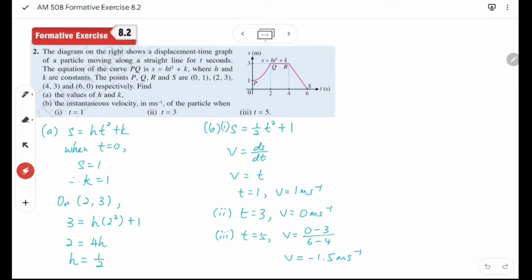(b) The instantaneous velocity in meter per second of the particle when t equals 1. So we're looking for the instantaneous velocity. Form our displacement function with the h and k that we got earlier. There we get s equals 1 over 2 t squared plus 1. So v equals ds/dt. Therefore, after we differentiate this, we get v equals t.